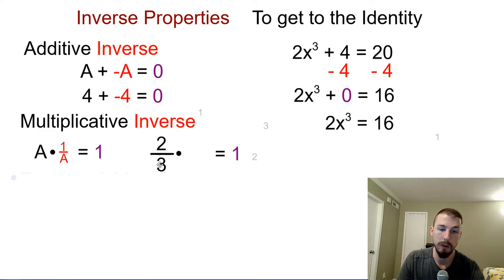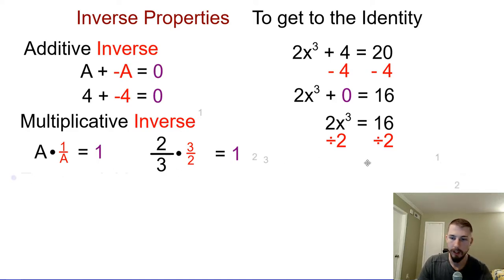So how do we get rid of 2/3? We multiply it by its reciprocal, which would be 3/2, and then it would get us back to the 1. So how do we get rid of a multiplication of 2? We multiply by its reciprocal, which is 1/2, which is the same thing as dividing by 2. So we're going to end up dividing both sides by 2. Pretty simple, no big deal there.